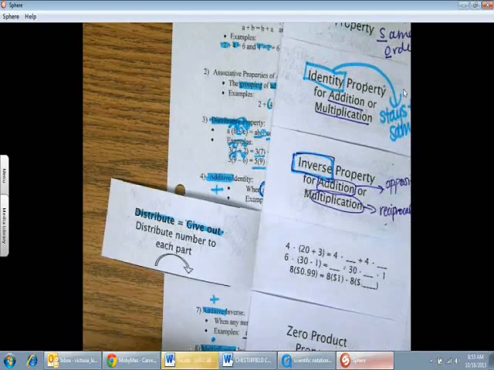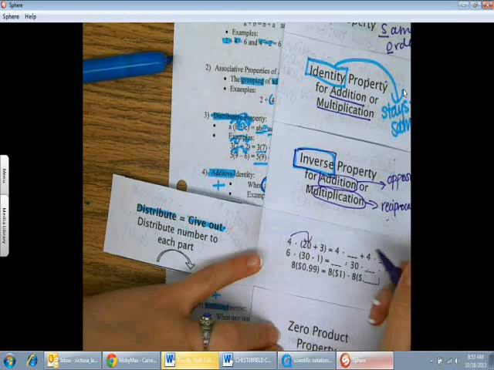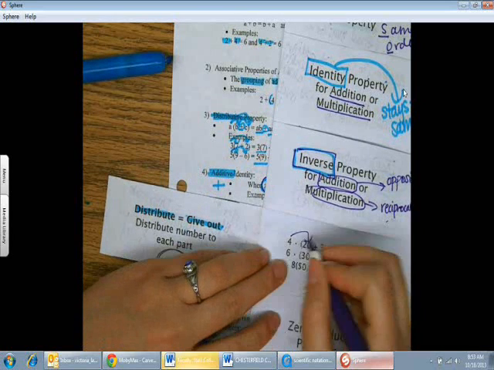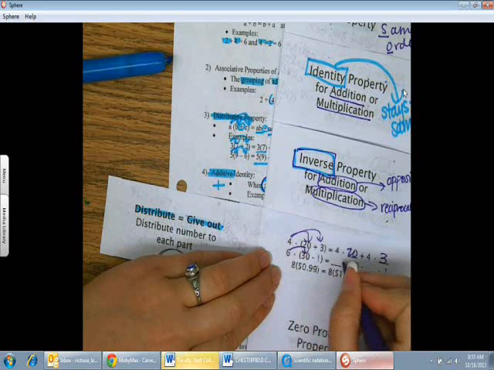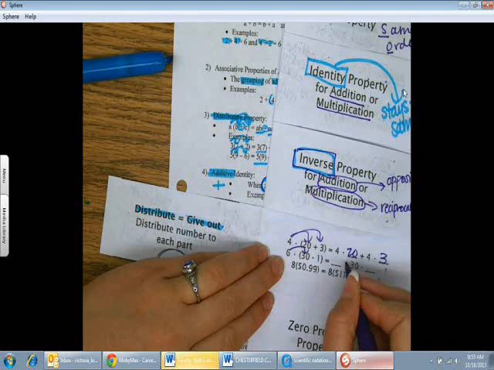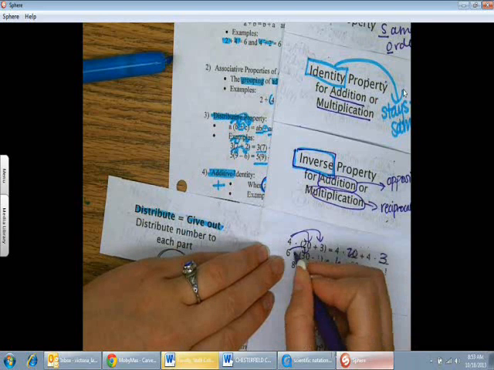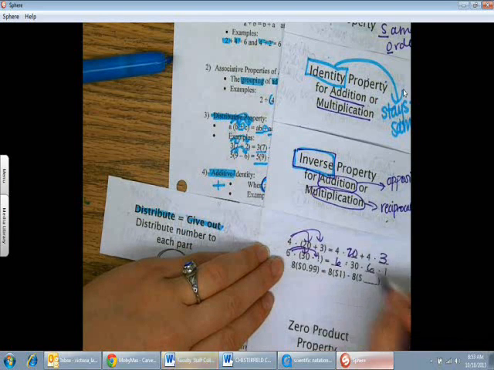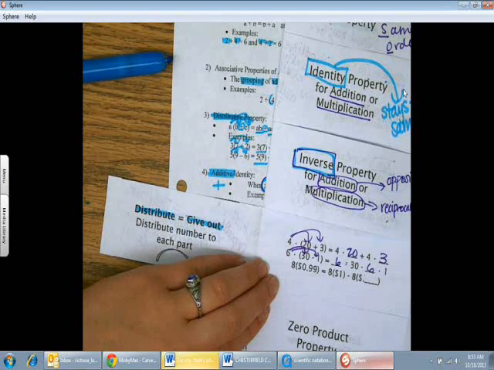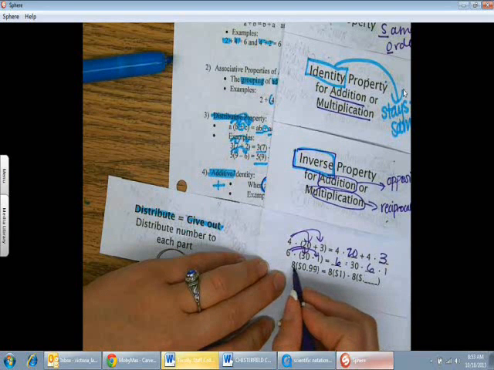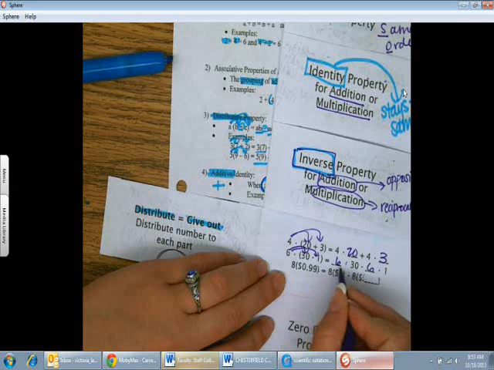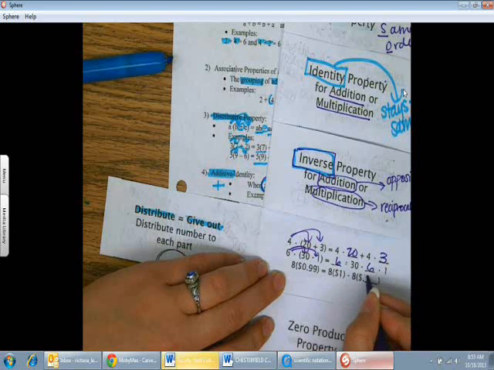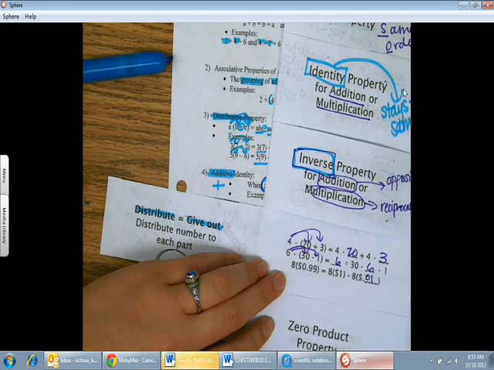So 4 goes out with 20, so this is going to be 4 times 20. And then 4 goes out with 3, 4 times 3. 6 goes out with 30, so notice 30 is already there, so this is going to be 6 times 30. And then 6 goes out with 1, so it's going to be 6 times 1. Now this is cool. The answer is 8 times 99 cents. So this is 8 times $1 minus 8 times 1 cent to get 99 cents.